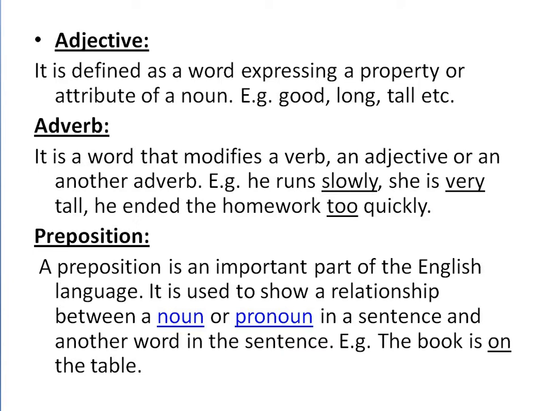Preposition. A preposition is an important part of the English language. It is used to show a relationship between a noun or pronoun in a sentence and another word in the sentence. For example, the book is on the table. It is showing the relationship of the noun, the book, with the table. The book is where? The book is on the table.